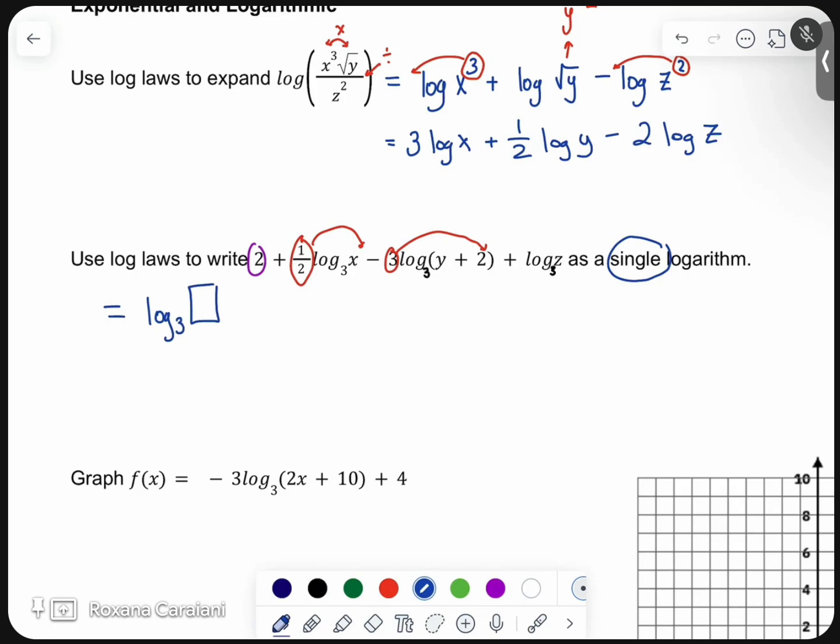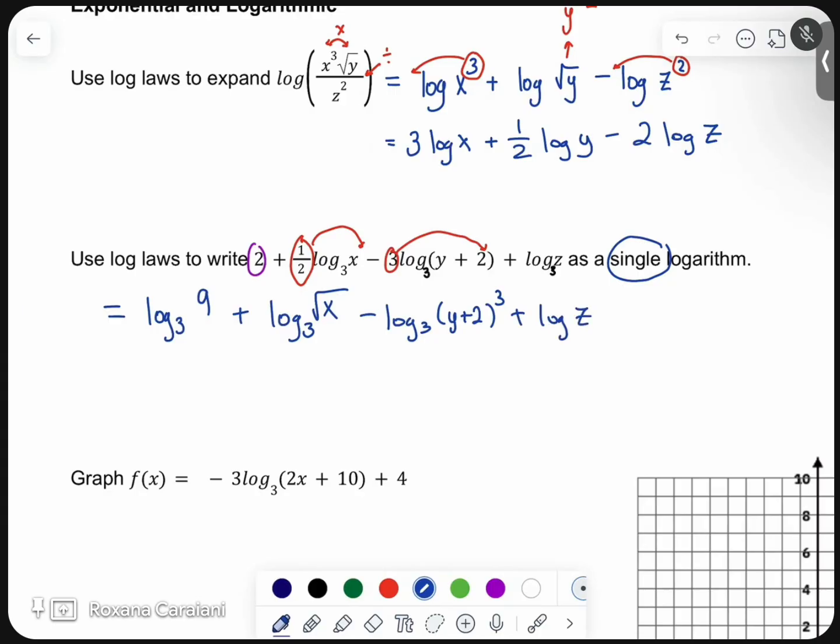So 3 to the power of 2 is 9. So that would be my argument. Log base 3 of 9 is 2 because 3 to the power of 2 is 9. So there we go. I turned something that was actually very basic and turned it into a log just because the end goal is a single log. Then I'm going to take, like I said, those coefficients and bring them up to the exponents. Now an exponent of a half, I would rather write it as a square root. That looks cleaner. And then y plus 2 cubed, and then log z.